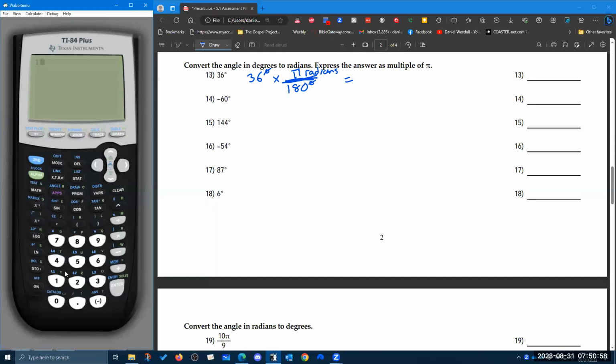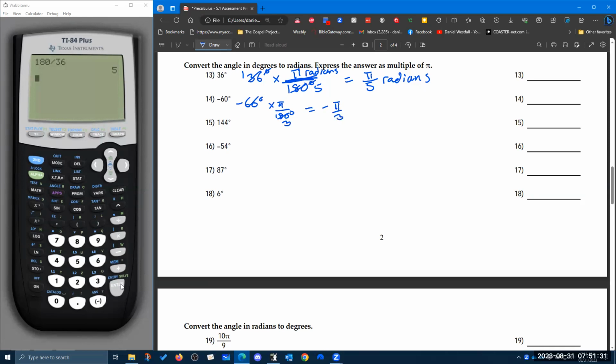Let's see that. So 180 divided by 36 should be 5. So 36 goes into 36 one time and into 180 five times, and I'm left with pi divided by 5 radians. Negative 60 degrees. So we're going to have negative 60 times pi over 180. 60 goes into 180 3 times, and this is going to be negative pi over 3. Again, you can put the radians there for clarification that it's an angle.